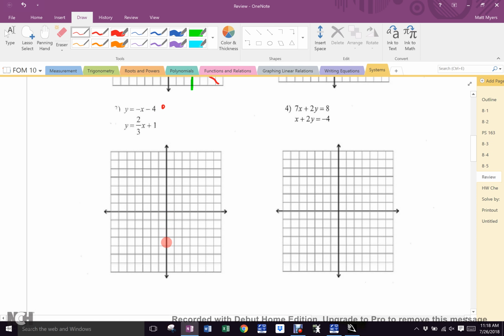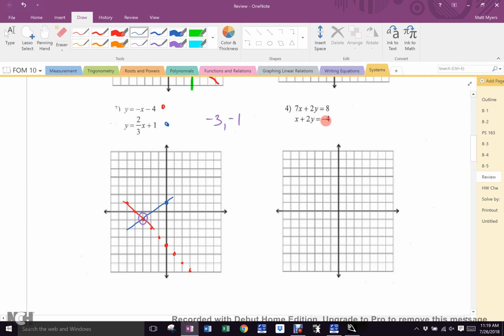-4. 1, 2, 3, 4. Slope of -1. +1. Slope of 2/3. Down 2, left 3. There's the cross. And it is at -3, -1.